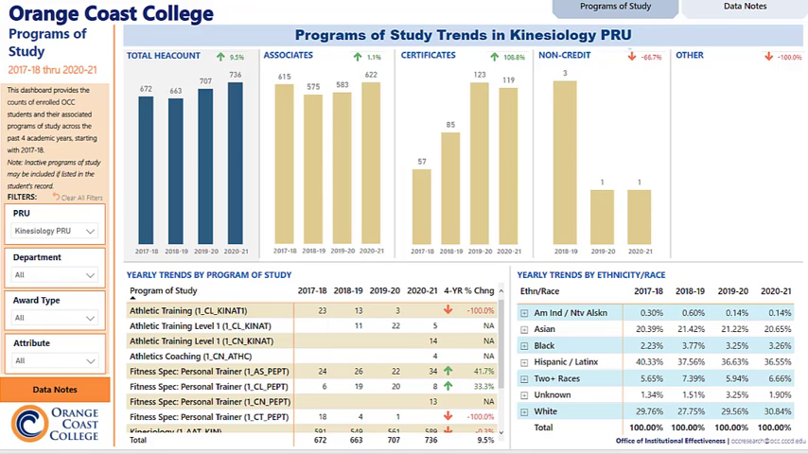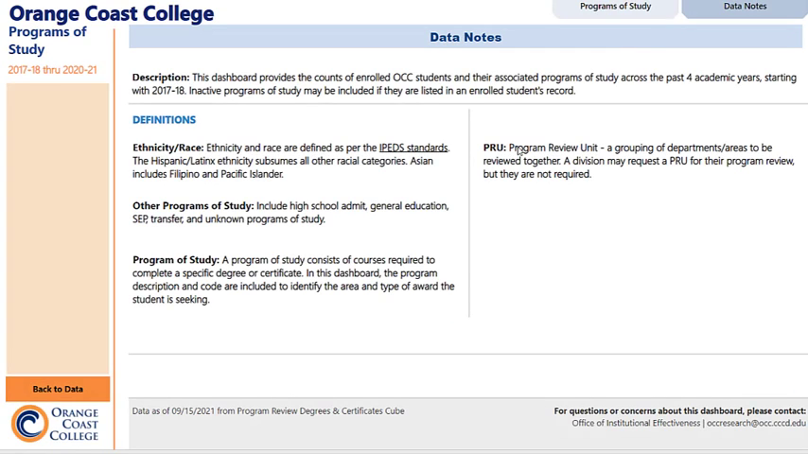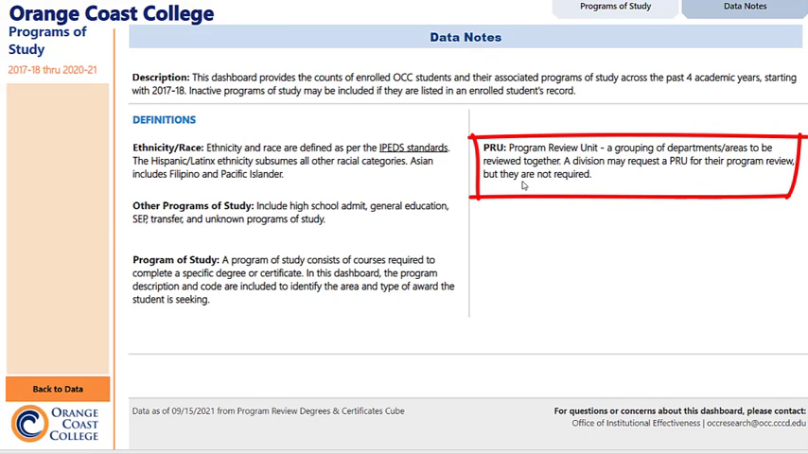Lastly, we do have data notes. I would highly emphasize again for you all to use data notes as it can better clarify some of the questions that you might have pertaining to ethnicity, race, other programs of study, or program of study. For example, looking at the definition of program review unit, we have a grouping of departments or areas to be reviewed together. A division may request a program review unit for their program review, but they are not required.